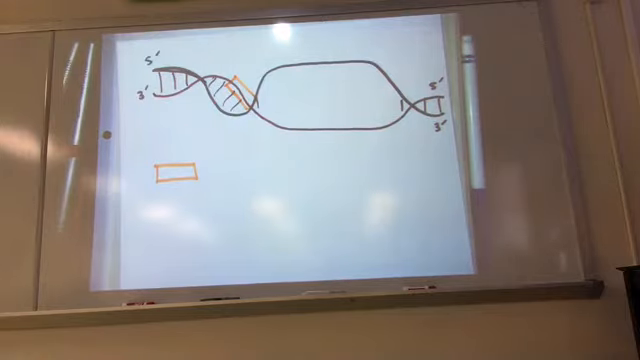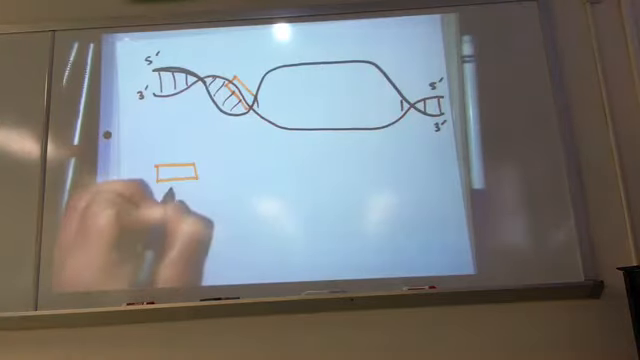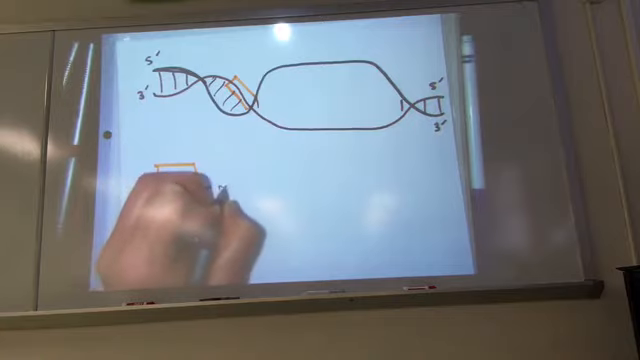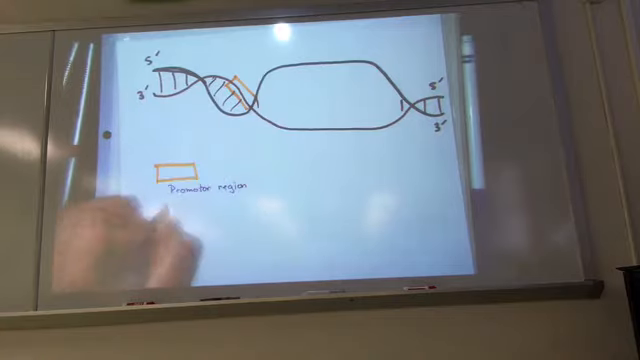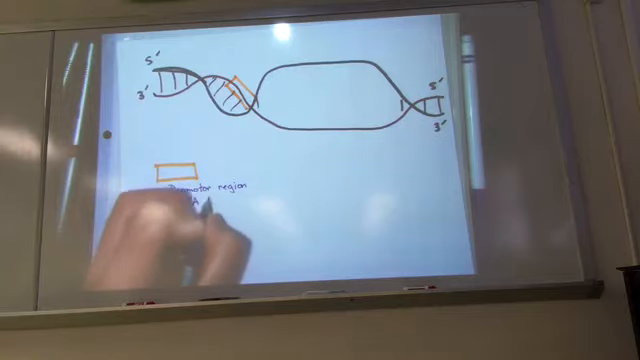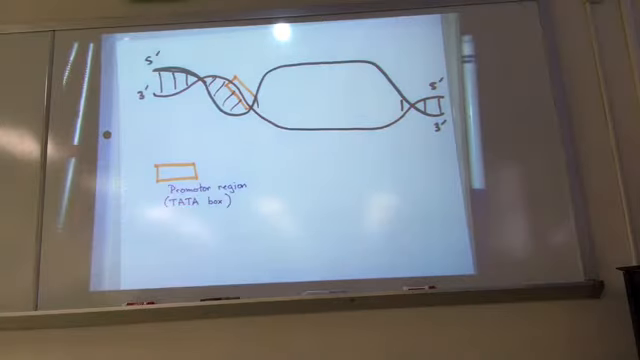Okay, so these will represent my promoter region, also sometimes called the TATA box region. Okay, so that's what's represented there. Now at that region is where the RNA polymerase will begin to unzip, unwind the DNA.